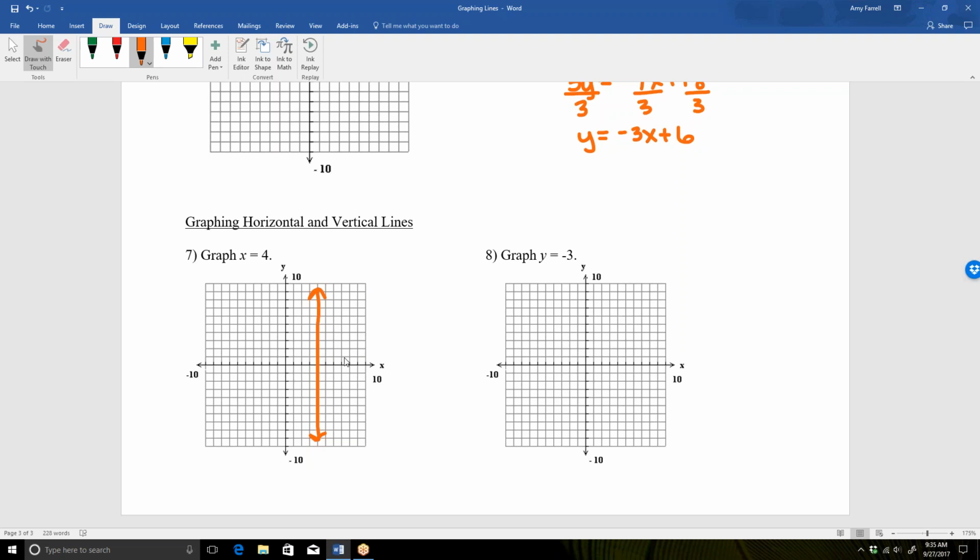I'm looking for a line where every point has an x coordinate of 4. So if your equation only contains the variable x, it's going to be a vertical line.